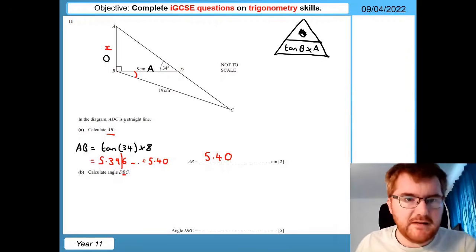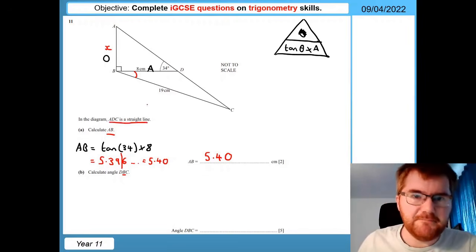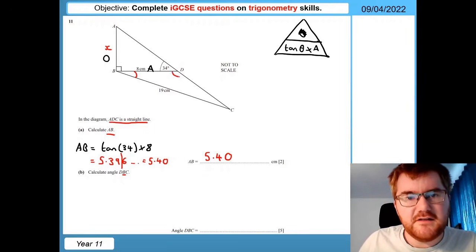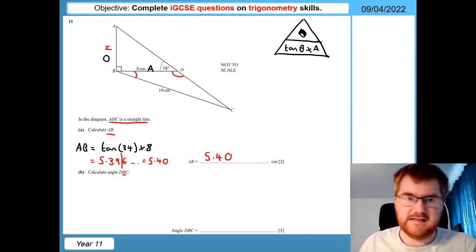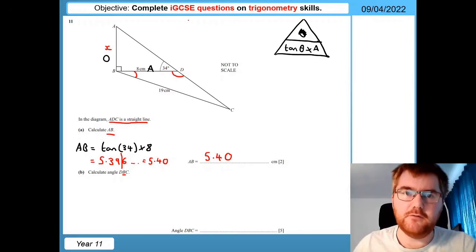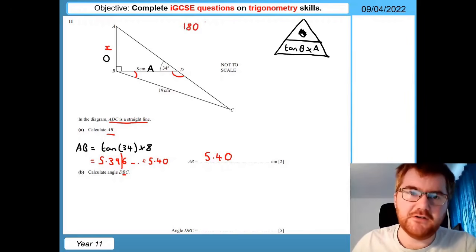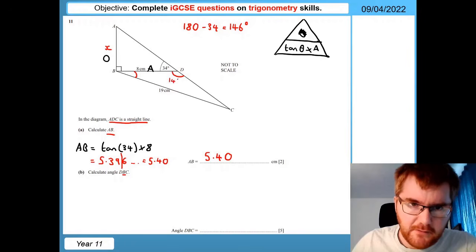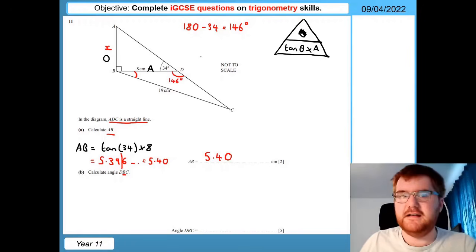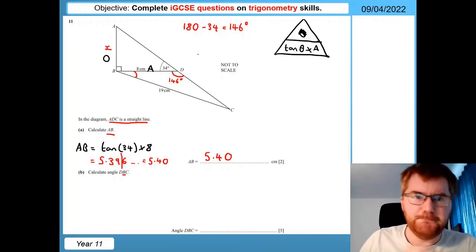Now back to my point here, ADC is a straight line. Therefore, I know that these two angles, so this angle plus this angle, add up to 180. So to work out this angle here, I'm just going to do a very quick calculation of 180 minus 34, and that's going to give me 146 degrees. So I'm just going to pop that in. Again, always use a calculator if you're not sure about that calculation.